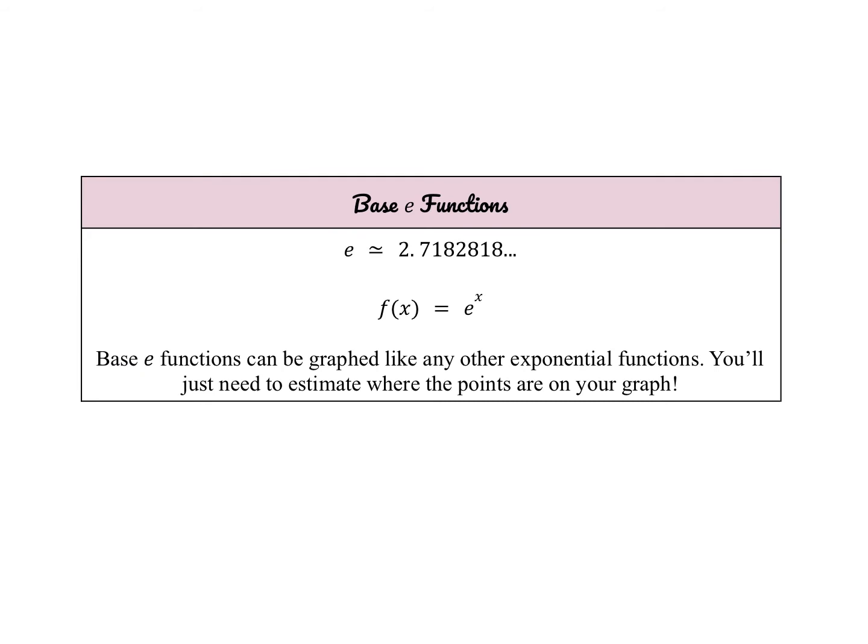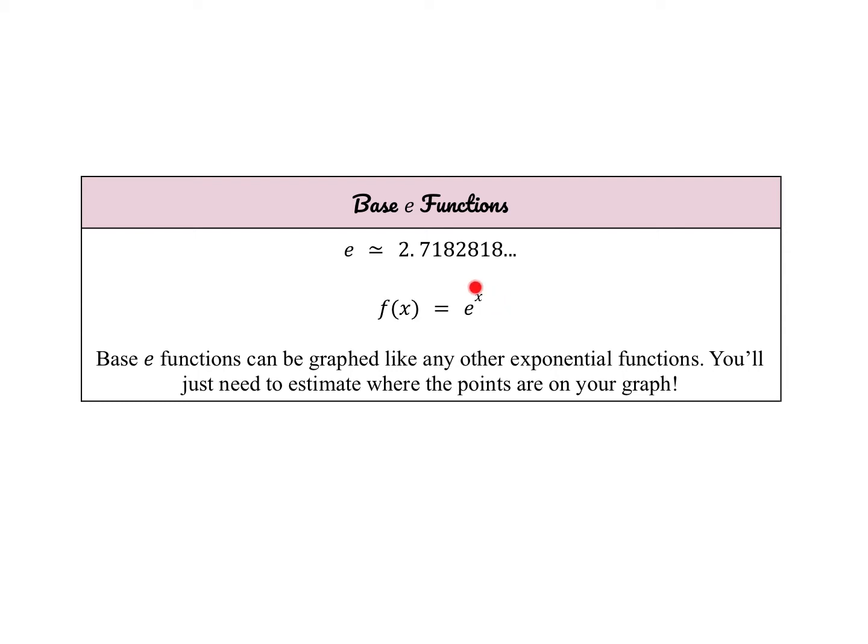So today we're going to talk about base e functions. So e represents an irrational number that is approximately 2.7. It's just a decimal that goes on forever. So we call this Euler's number. We could just call it e.